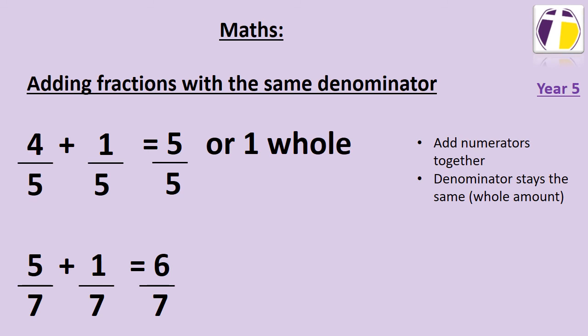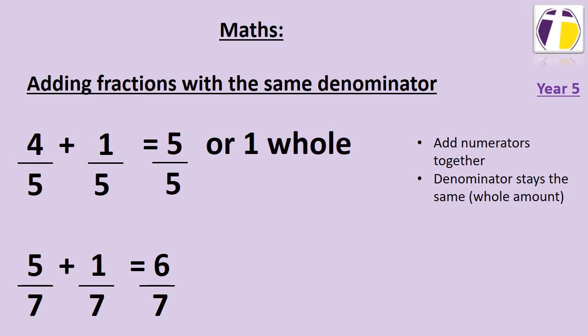4/5 add 1/5. I add the numerators together and that gives me 5. I keep my denominator the same, which stays as 5. My answer is 5/5. Now, because I have all of my parts, I could also write this in a different way. If your numerator and denominator are the same, that means that you have a whole, you have all of the parts that you need. So I could write 5/5, or I could write 1 or 1 whole.